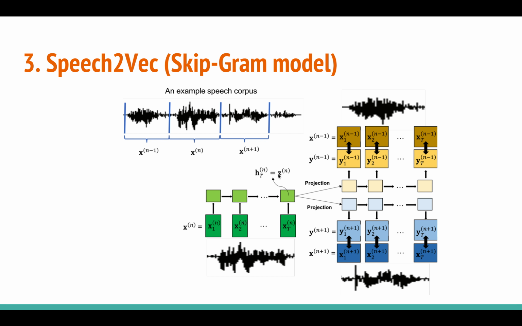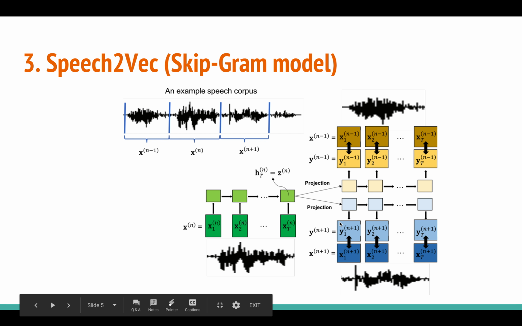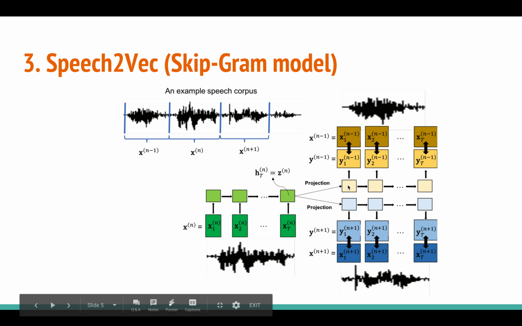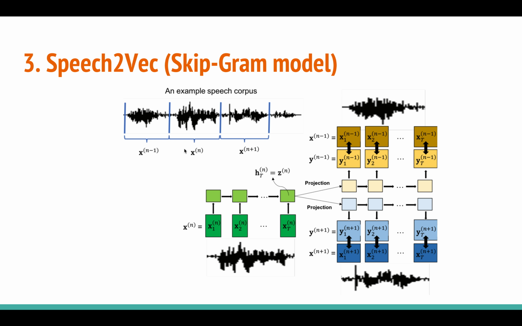And we also feed this Zn to another projection layer, which is again a recurrent neural network, which tries to predict another feature sequence, which is yn plus 1, which is the next word. This is the previous word, this is the next word, and all I want is to accurately predict xn minus 1 and xn plus 1 given xn.